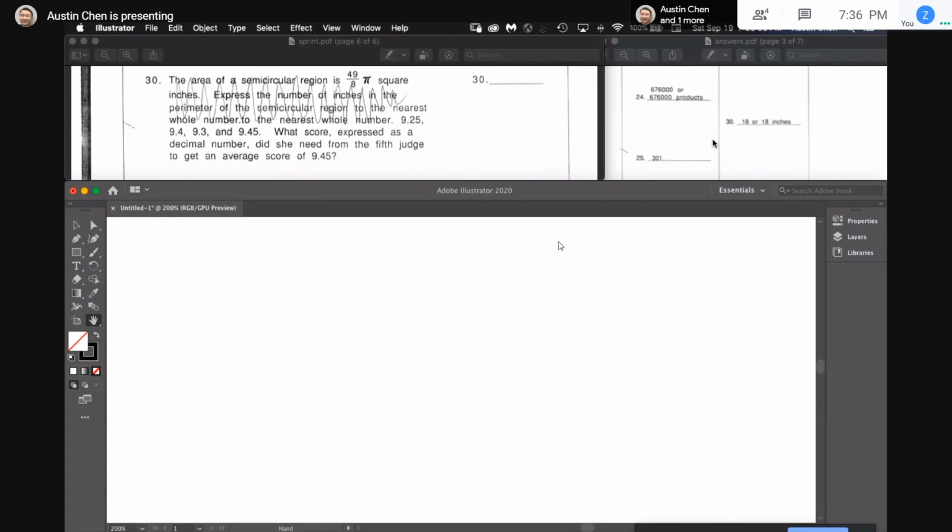Okay, number 30: the area of a semicircular region is 49/8 pi square inches. Express the number of inches in the perimeter of the semicircular region to the nearest whole number. Wait, what? Looks like they had some kind of typing error. That part of the problem we saw in a different problem earlier, right? Yes, it was a technical error. I'm guessing the problem is just the thing that they marked out there.